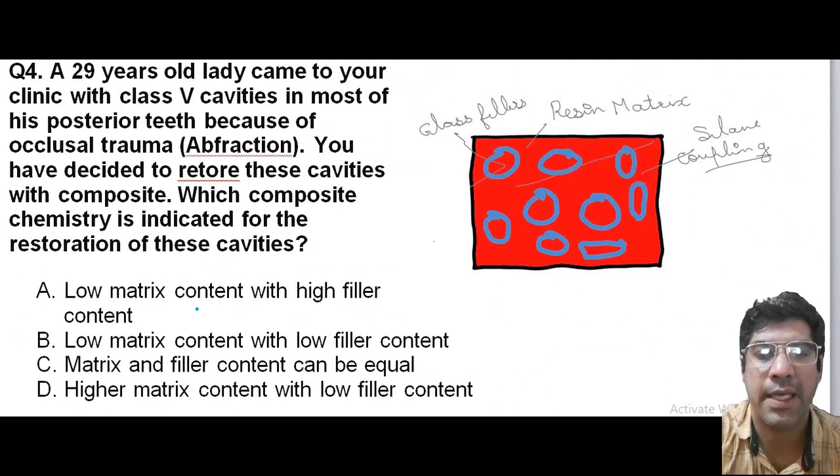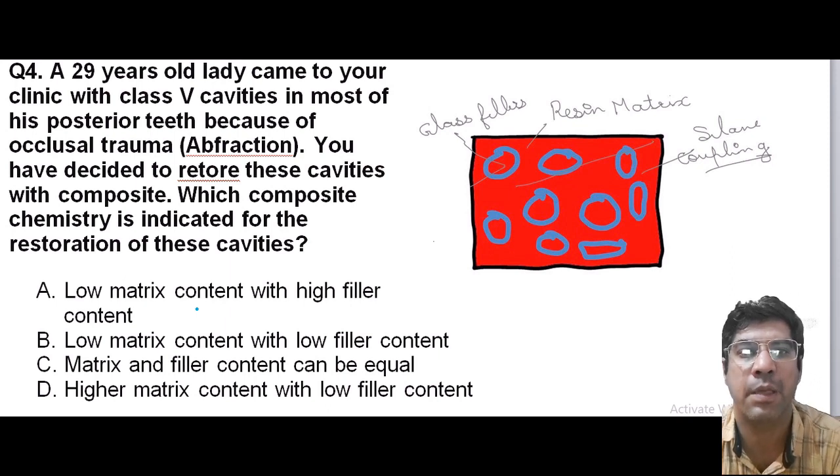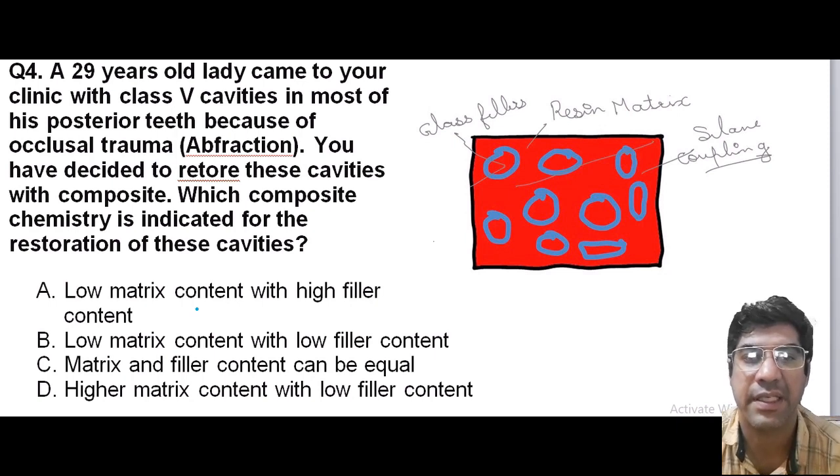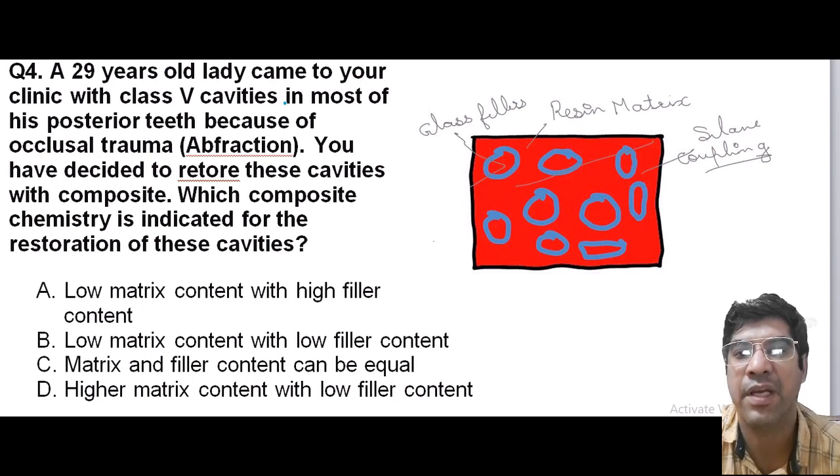A 29-year-old lady came to your clinic with a class 5 cavity in most of her posterior teeth because of occlusal trauma. You have decided to restore this cavity with a composite. Which composite chemistry is indicated for restoration of these cavities? Well, the most suitable composite is one with higher matrix and low filler content.